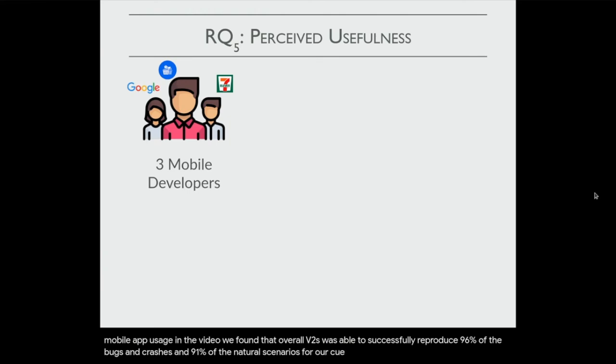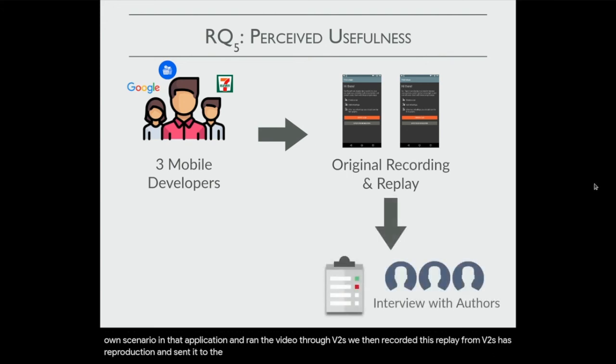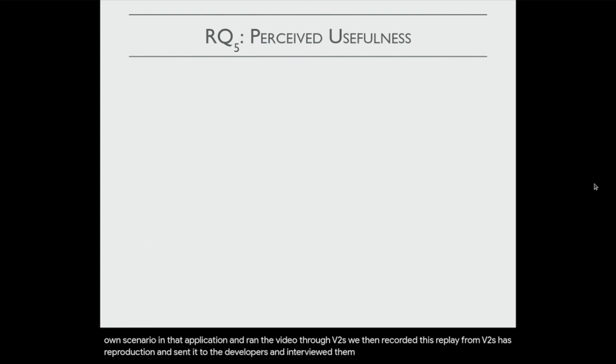For RQ5, we interviewed 3 mobile developers from Google, Proximus, and 7-Eleven, where we took the application that they worked on, generated our own scenario in that application, and ran the video through V2S. We then recorded this replay from V2S's reproduction and sent it to the developers and interviewed them. Here are some of the responses from the developers.